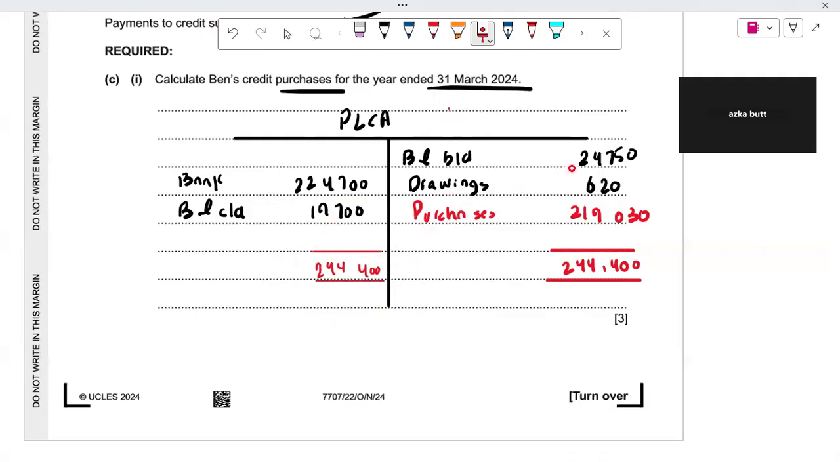If you deduct the opening balance and the drawings from the total, you will get the difference. And the difference is this. And this is our purchases, because we know that purchases will come under the credit side. So we will make this X, and we will find out the difference. The difference will give us the answer for the purchases.